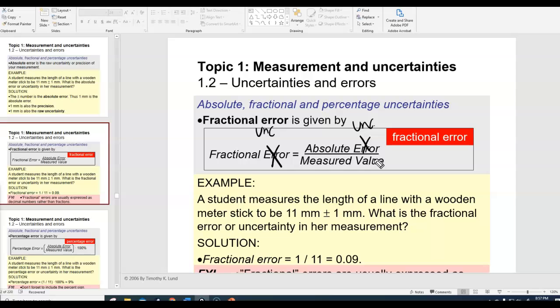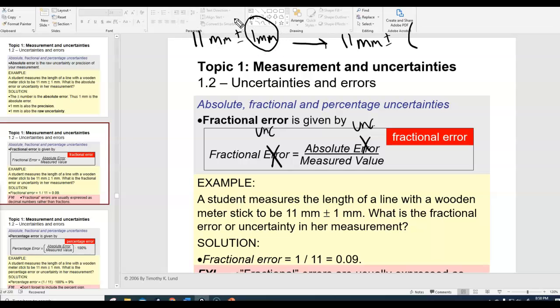So the fractional uncertainty would be the absolute uncertainty divided by the measured value. And you would leave that as a fraction or as a decimal. So for example, if I write down the length of a line is 11 millimeters plus or minus 1 millimeter, that is written in absolute uncertainty. To make it fractional uncertainty, I would write down 11 millimeters plus or minus the absolute uncertainty divided by the measured value.